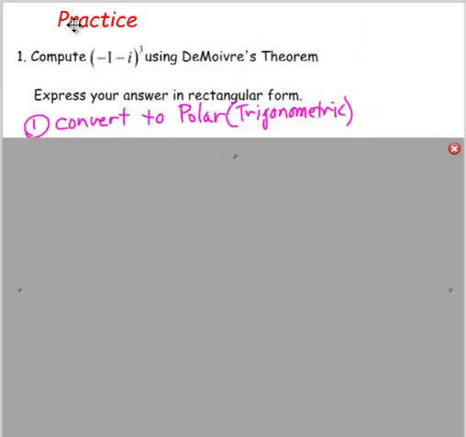All right, so first we're just going to do a basic practice where we have (-1 - i) raised to the third power. And we're going to use de Moivre's theorem to help us multiply that out. So the first thing we want to do is convert it to polar form. And remember, polar form is the same as saying trigonometric form.